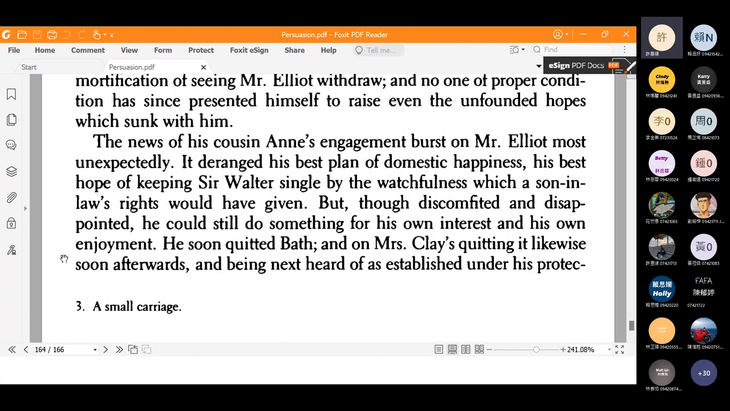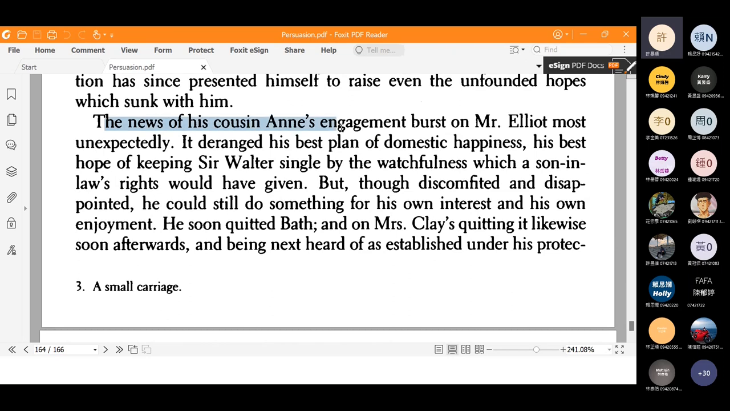What happened to Mr. Elliot? The news of his cousin Anne's engagement burst on Mr. Elliot most unexpectedly. So he was not expecting this news. Remember, up to that moment, Mr. Elliot still thought that Anne loved him. This news deranged his best plan of domestic happiness. Derange here means to derail, 就是破坏的. The word derail means to push a train off the railroad. 就是人们的轨道，就是不再走同样的轨道，就计划不按照人计划行走，就破坏计划.